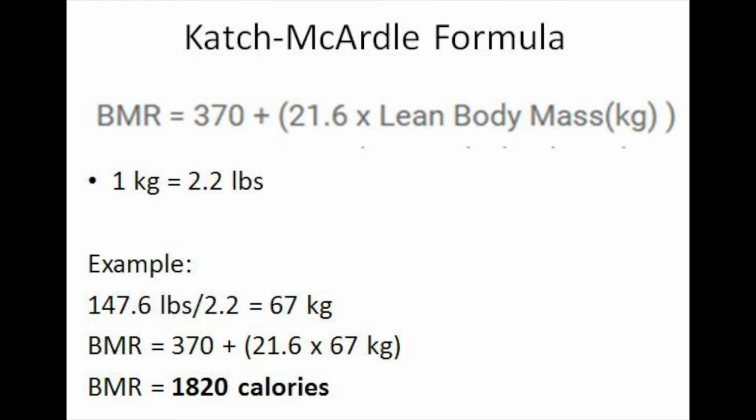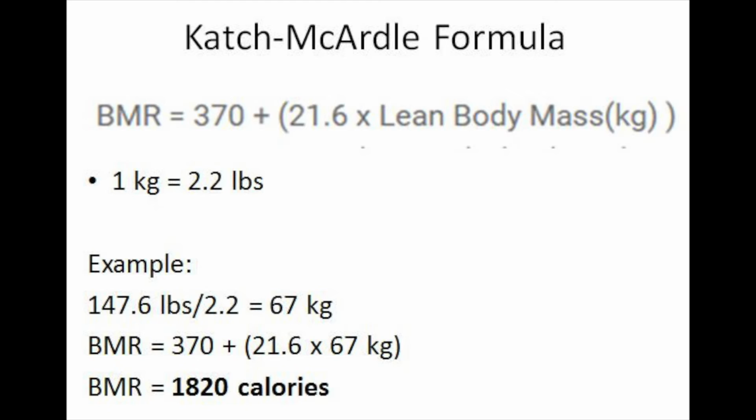From there, we're going to use his lean mass and enter that into the Katch-McArdle formula. The Katch-McArdle formula is used to calculate the basal metabolic rate, and it involves your lean body mass in kilograms. 1 kilogram equates to 2.2 pounds. So we're going to go ahead and divide his 147.6 pounds of lean mass by 2.2 for 67 kilograms. From there, we're going to enter that 67 kilograms into the Katch-McArdle formula for a total BMR of 1,820 calories.